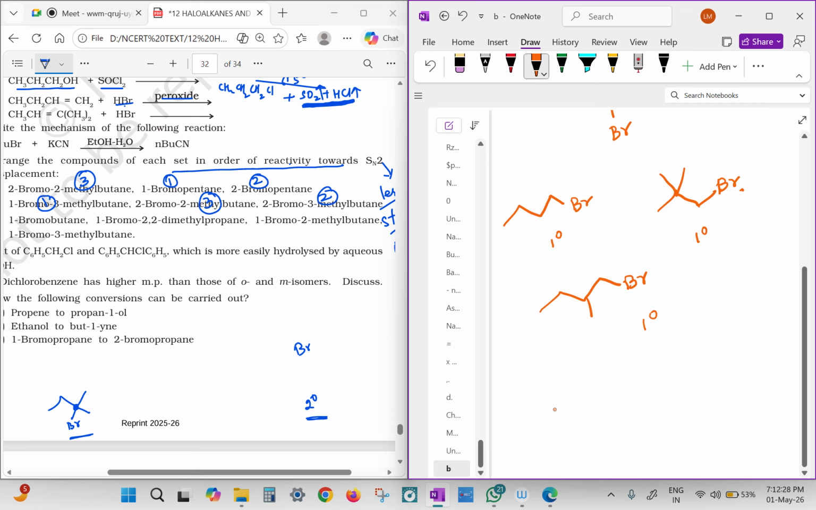Another compound is there. 1-bromo 3-methyl-butane. 1-bromo, 1, 2, 3, 3-methyl-butane. All of them are primary. Correct? So which is sterically most free, children? First one, ma'am. So this will be the first to react.